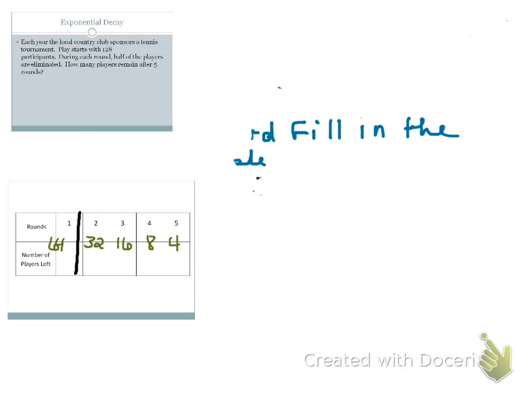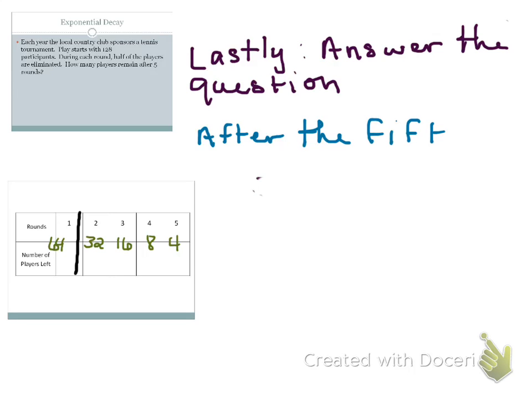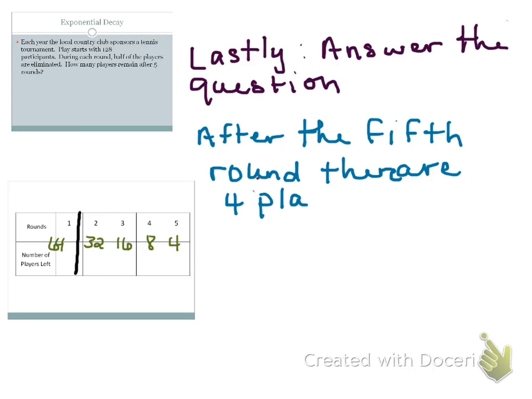Just like with growth, we need to do our final step, which is answering the question. The question asks how many players remain after 5 rounds. If we look at our table on round 5, there's 4 players left. So you would write a sentence, after the 5th round, there are 4 players left.